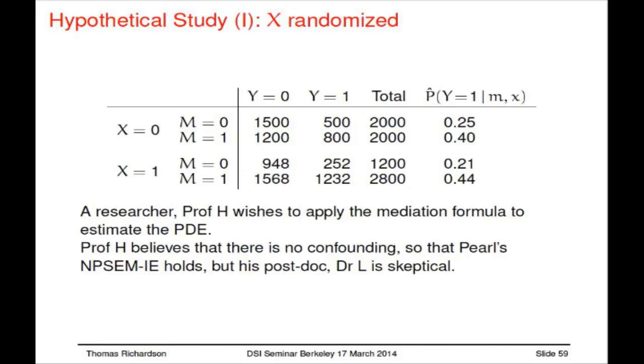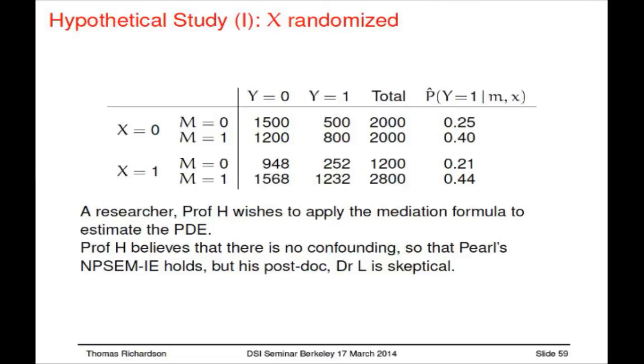Now suppose that we get this data. So this is the data from the study where X was randomly assigned, but M wasn't. Okay? Here's our observed distribution. Now we've got Professor H, and he thinks there's no confounding. Based on what Pearl means by no confounding, he thinks that means it's okay to put down a non-parametric structural equation model with independent errors. He has a skeptical postdoc, Dr. L, who's not convinced, who thinks there might have been confounding, and because there might have been confounding, she's not really happy with the mediation formula being blithely applied in this way.